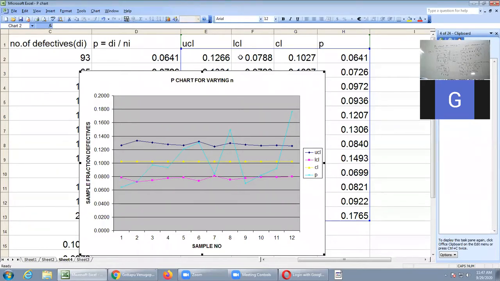Again, LCL you got different values because this is varying n. Varying n means you will get different points of LCL. Join those points. This pink line indicates LCL. Now identify P values. These are the P values you will identify.